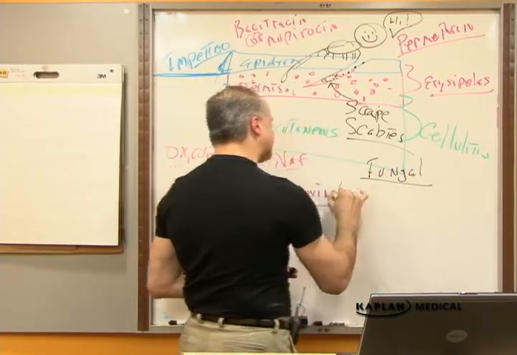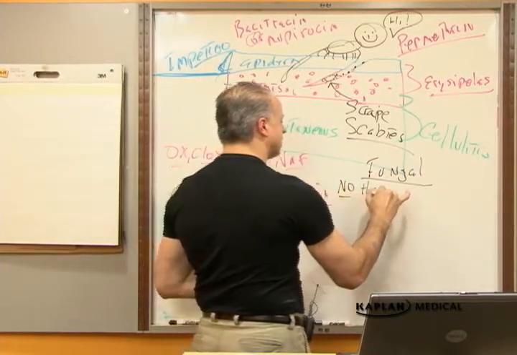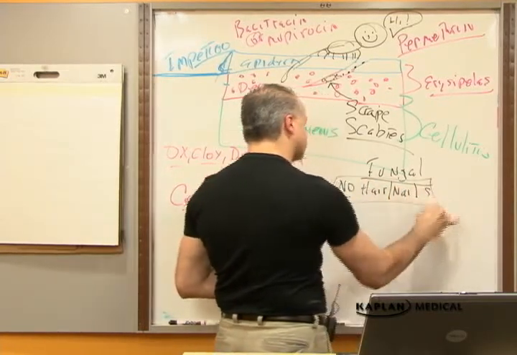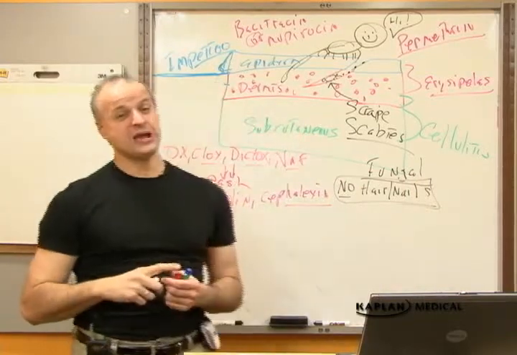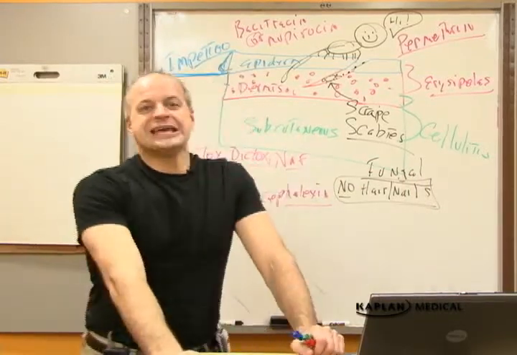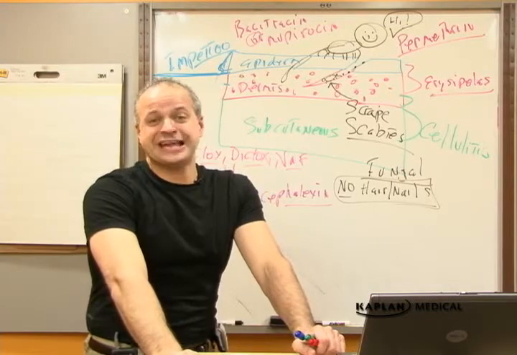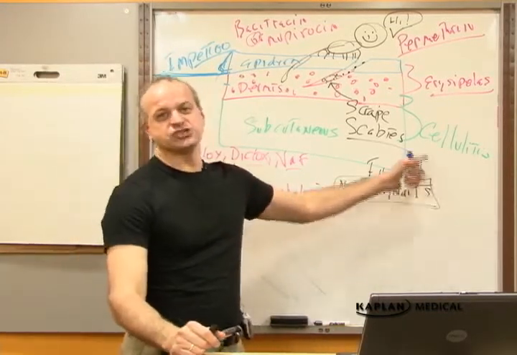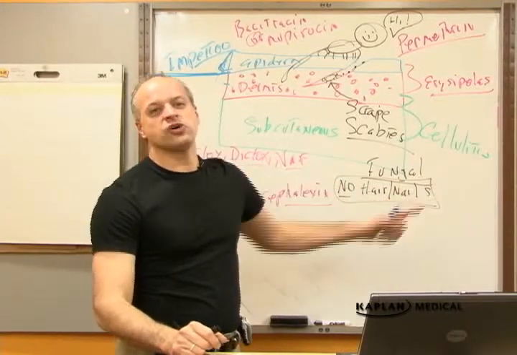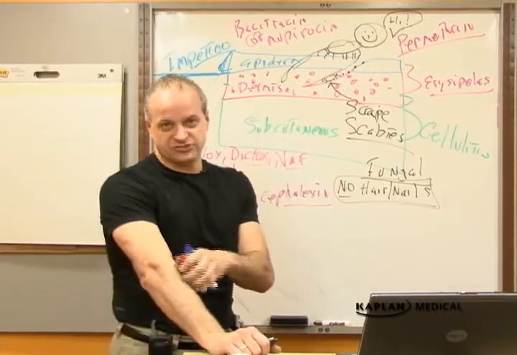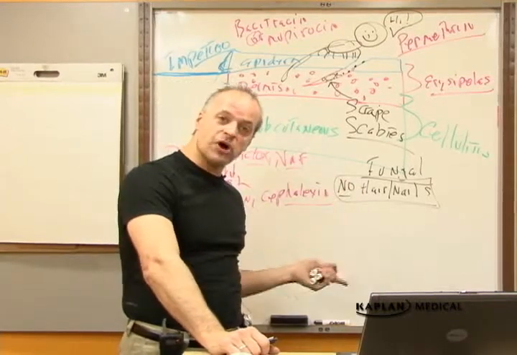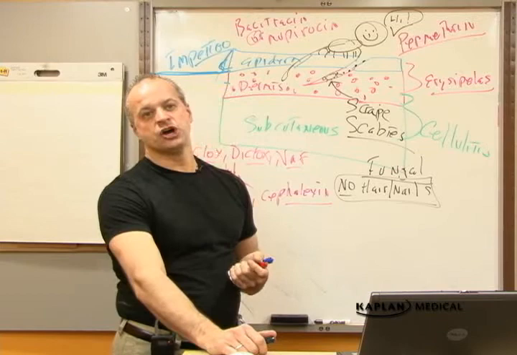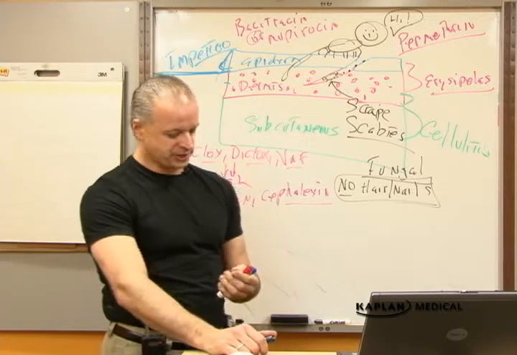As long as there's no hair and no nails involved, you can use any topical you want. If there's hair and nails involved, you can't use a topical. Clotrimazole, ketoconazole, econazole, miconazole, any conazole you want. Once there's hair and nails involved, no topical.